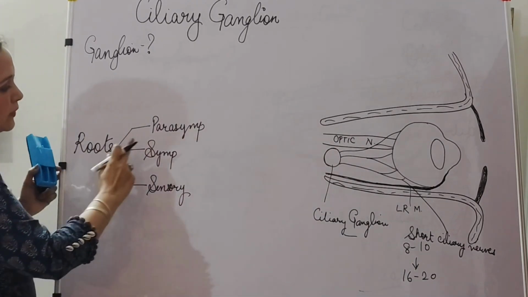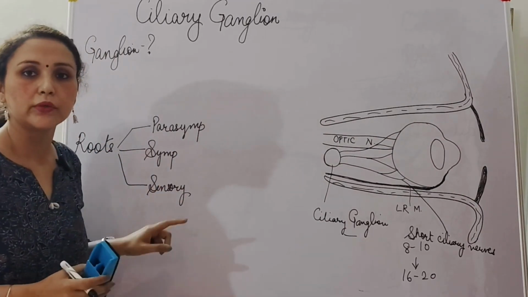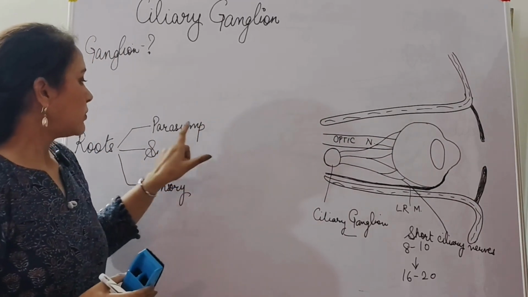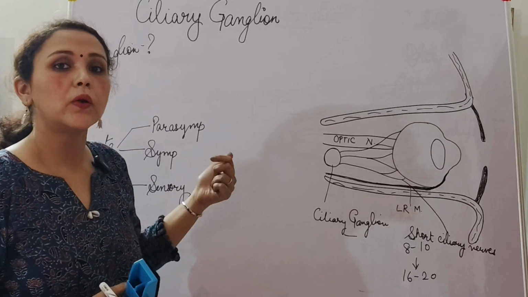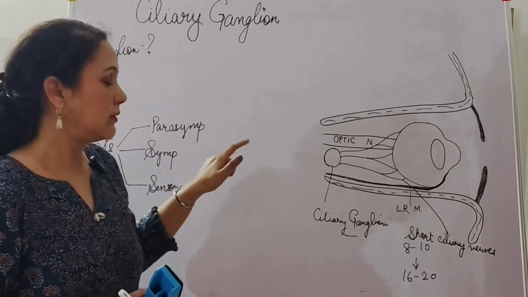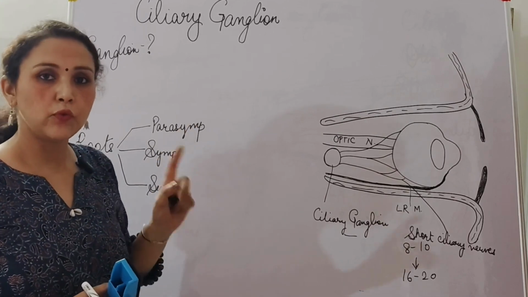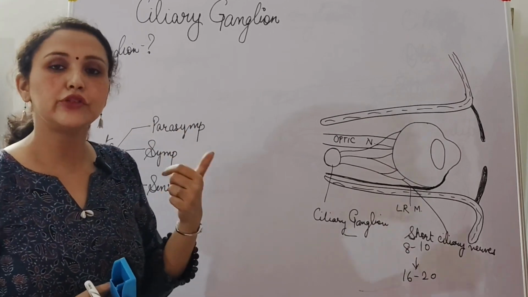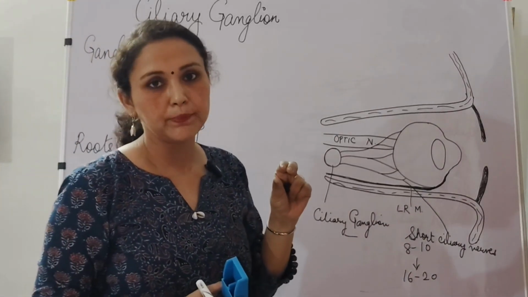In the roots, we have the parasympathetic root, the sympathetic root and the sensory root. Now, to remember them, first of all, it is important to understand what all the structures are they supplying. Coming to the parasympathetic root, it supplies only two muscles. So you need to learn those two muscles. The basic function is to constrict the pupil.